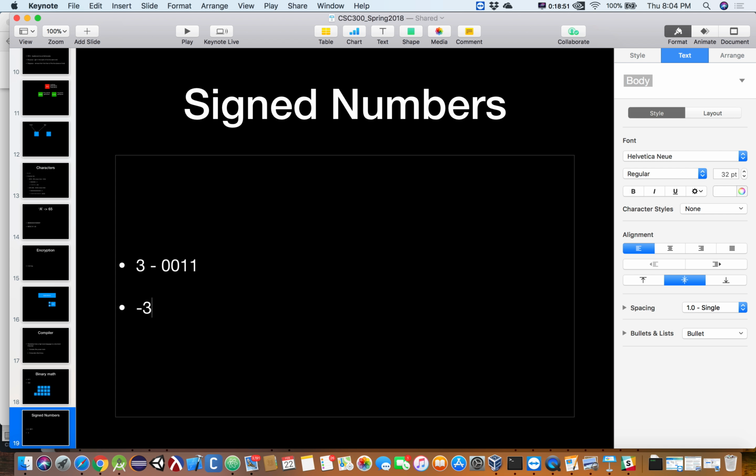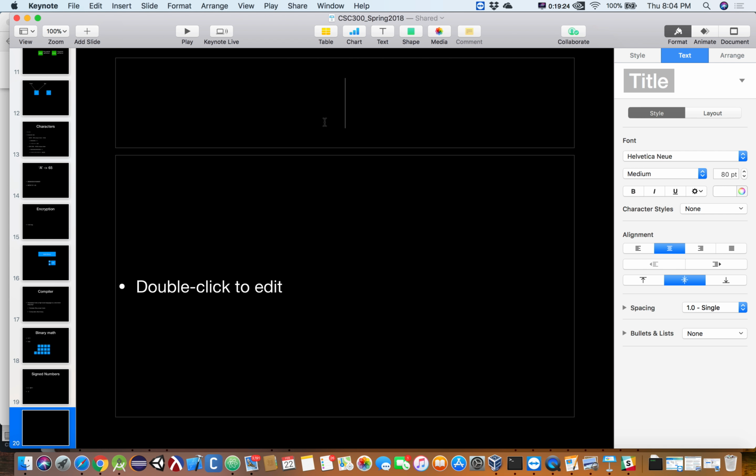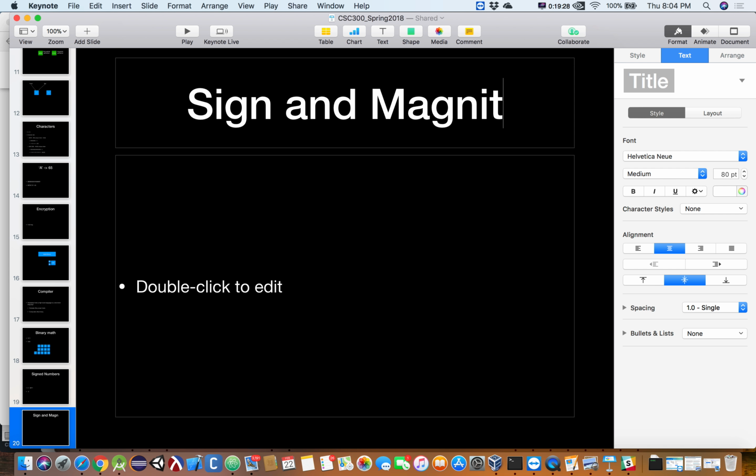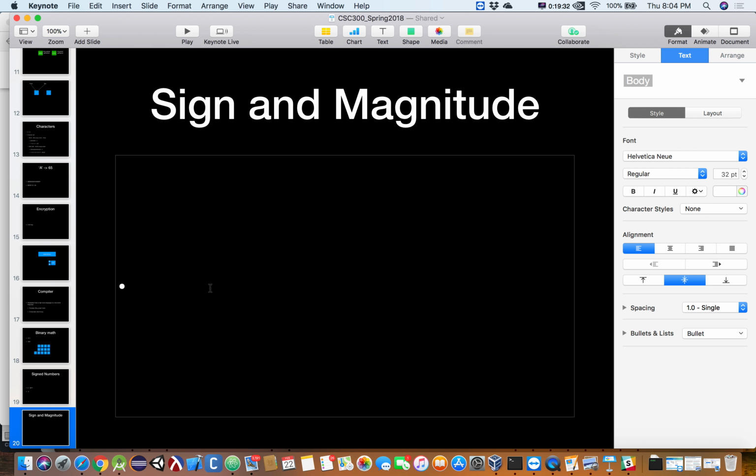That means the largest value that you can store in 3 bits is 111, which is a 7. So with 4 bits, I can only store the numbers between -7 and +7. Somewhat limiting, but I can do it. Let me create another slide here and call this sign and magnitude. So our smallest number is -7, -6, -5, -4, -3, -2, -1, 0, 1, 2, 3, 4, 5, 6.